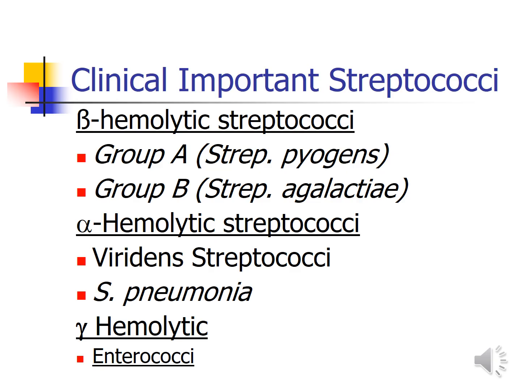Clinical importance of streptococci. From the beta hemolytic group are group A streptococci and group B streptococci. In the alpha hemolytic group you have viridans streptococci and Streptococcus pneumoniae, and I told you gamma hemolytic streptococci are enterococci, which is group D streptococci. Fine.